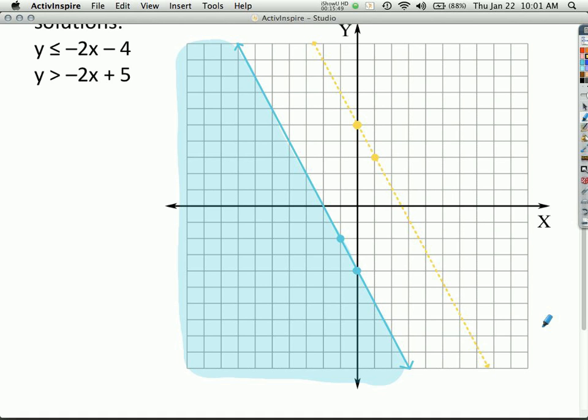All right. What about the yellow line that I have for you, the uppermost line, or the one further to the right and up? Which way are we going to shade for that one? We got Milan and then Emily? Above? Okay. So you agree that it's going to be above because it says y is greater than. So we're going to go above this line. So now go ahead and shade that in.